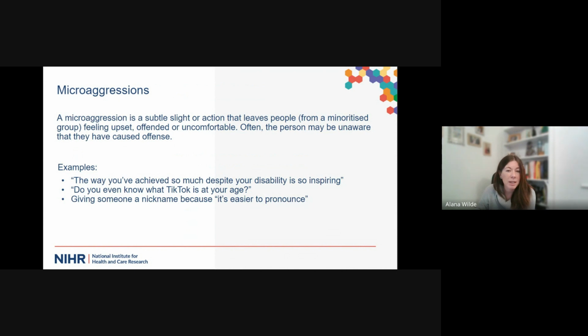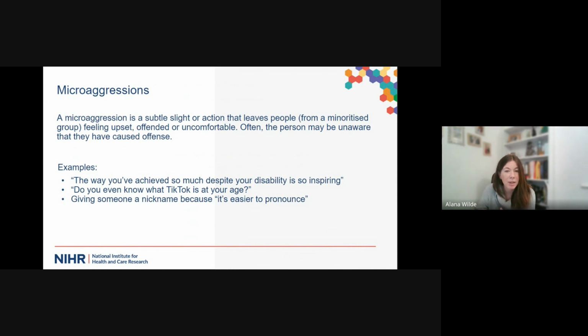I've got 3 examples on this slide of microaggressions, and I'm going to quickly touch on each one and talk a little bit about what can cause offence. One relates to disability, the other to age, and the other quite often to ethnicity or nationality. If you think back to the protected characteristics that Nikki was referring to, there's 3 protected characteristics here. We're going to quickly look at what's harmful about each one of them.